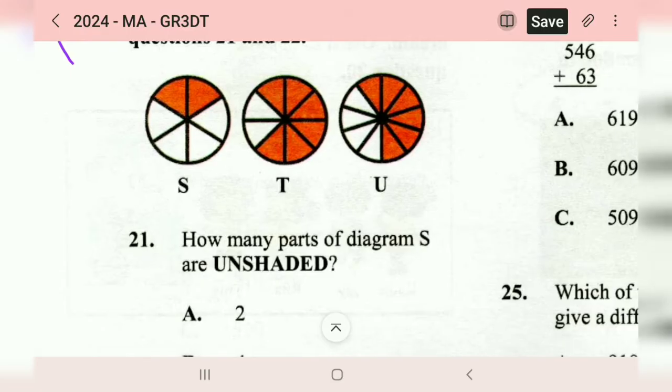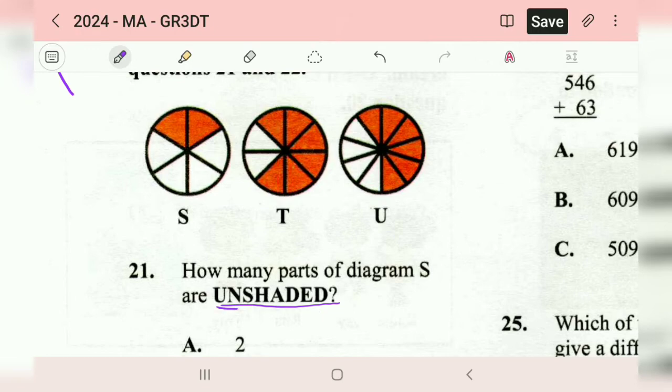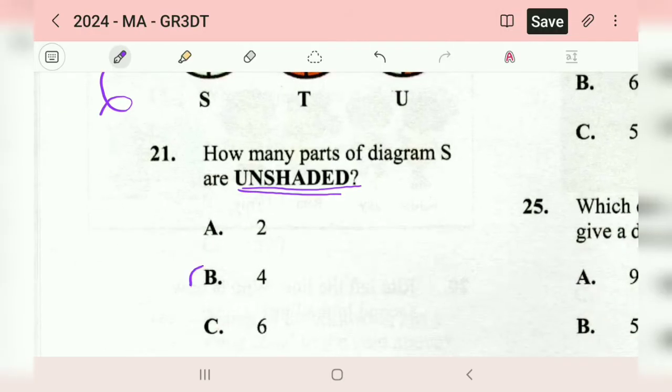How many parts of diagram S are unshaded? Sometimes you're looking for shaded. Read properly. Unshaded, not shaded. Diagram S. So how many parts are there? 1, 2, 3, 4, 5, 6. So how many parts are not shaded? It's 4 parts that are left white. So let's look at the answer 4 at B.